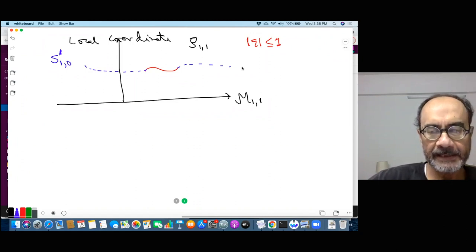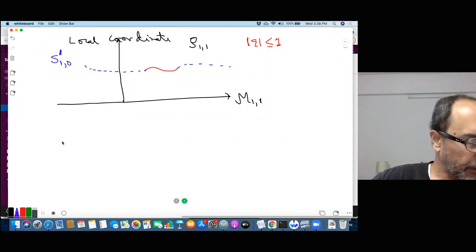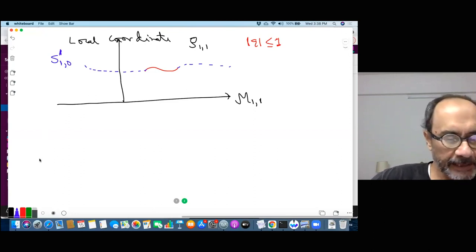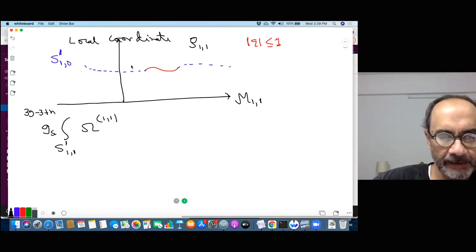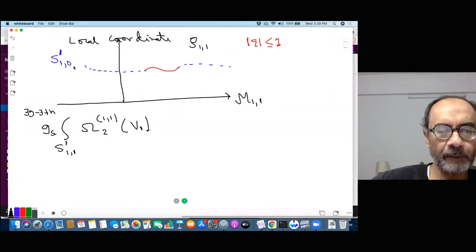So now you have to interpret the rest. Let me write this. What is the rest? The rest is g_s to the power 3g minus 3 plus n, which comes from this factor. In this case, g is equal to 1, n is equal to 1. So that's the g_s. And then the integral over S prime 1,1 of omega, and it's a two form because this is a two-dimensional space, with the vertex part of that inside, of course, being V1. So this is the contribution from S prime 1,1.